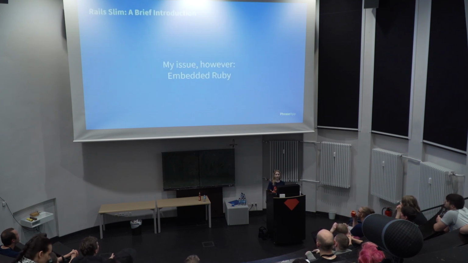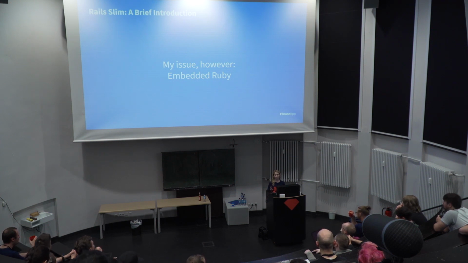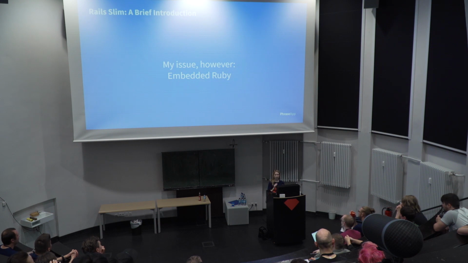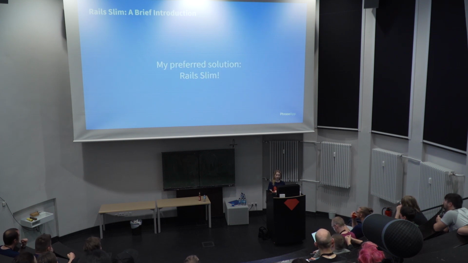So, I love Ruby, like I had previously stated. My issue with it is, however, embedded Ruby. I can't stand the syntax of it, and I think it's very confusing. I had worked with PHP previously, and I used embedded PHP, and I had the same issue with it. And PHP actually has a similar solution as Rails Slim, and I really like Rails Slim a lot. It's a lot cleaner, it's a lot neater, and I don't have to hit the % sign so many times, which is absolutely amazing for me.